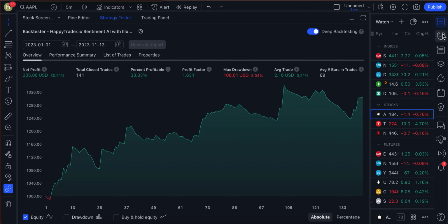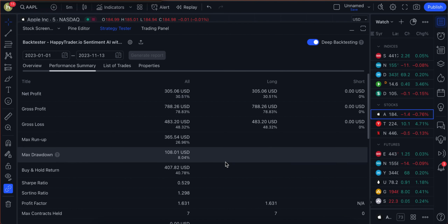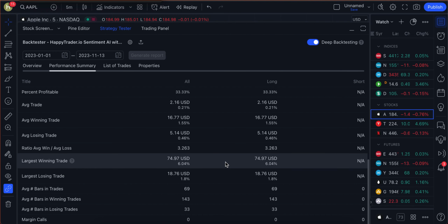if you were to set up alerts, which you can easily do using Happy Trader Sentiment AI, you would have gotten 141 alerts throughout the course of the year. Not too bad considering 365 days in the year. Now, the smaller the time frame you go, the more frequent your signals are going to be. And that's just kind of the way the cookie crumbles there. But you can see all types of great metrics using this deep backtester.